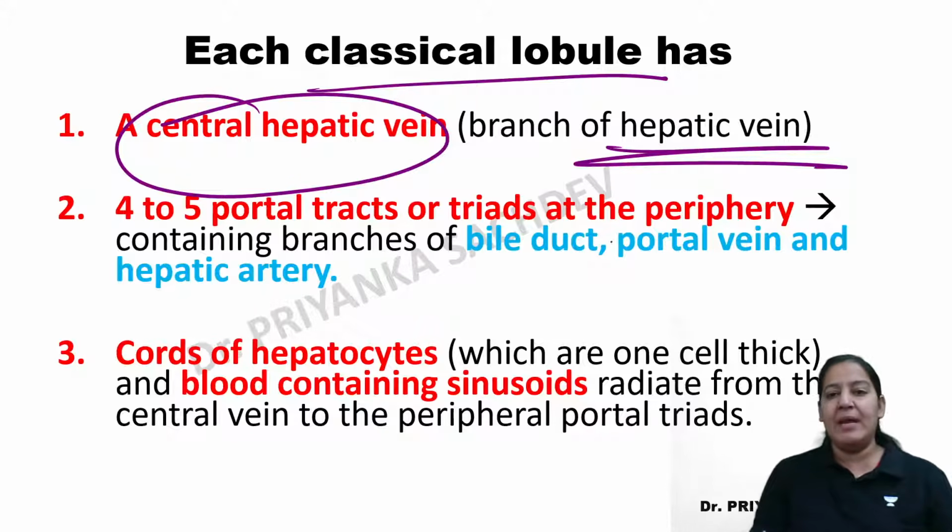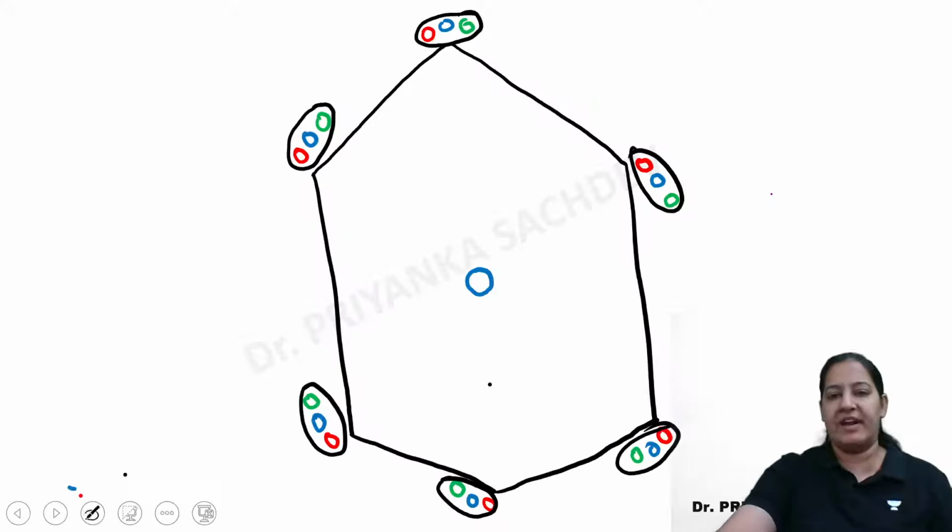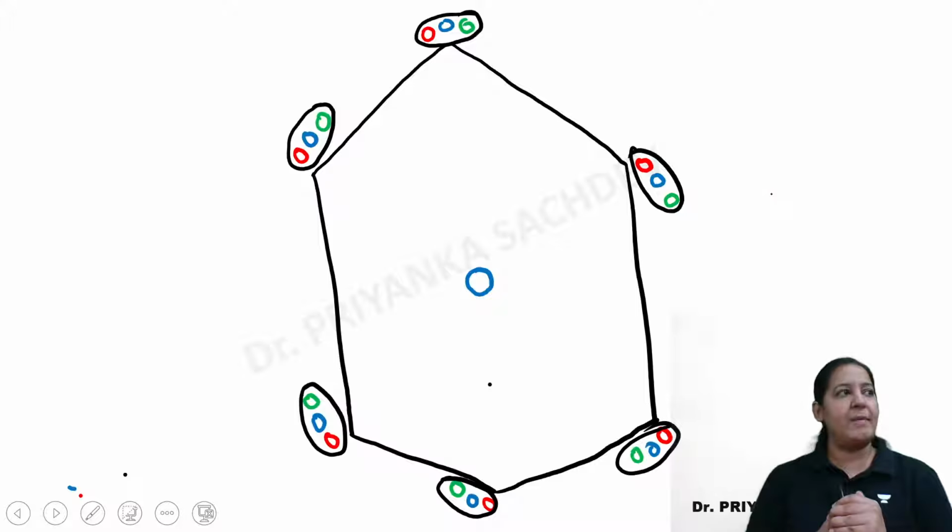And at the periphery, portal triads are present. Portal triads include 3 things. We know hepatic artery, bile duct and portal vein. So this is the diagram. This is the diagram I have drawn for you.